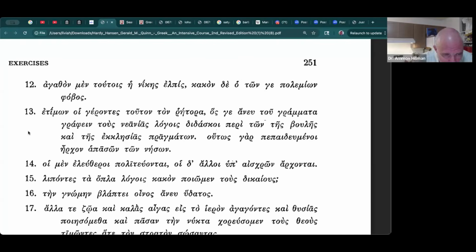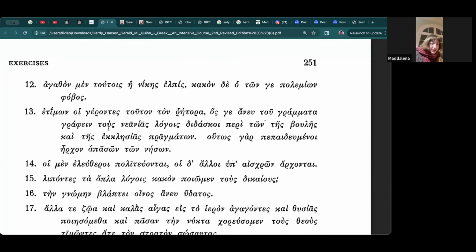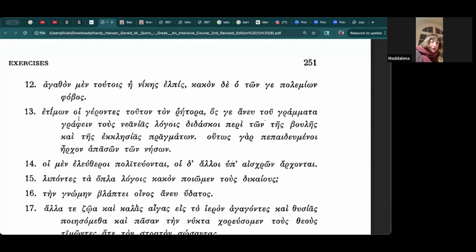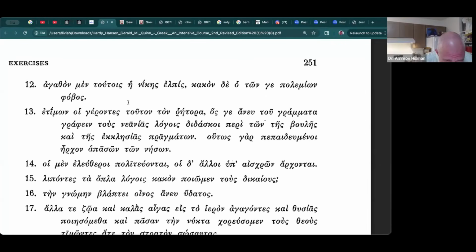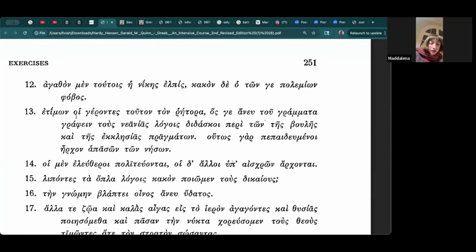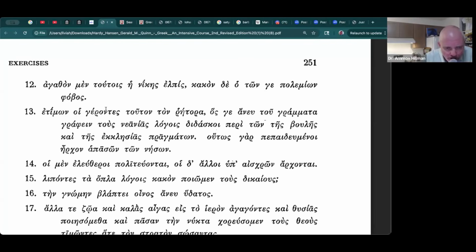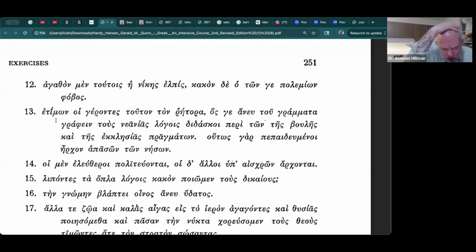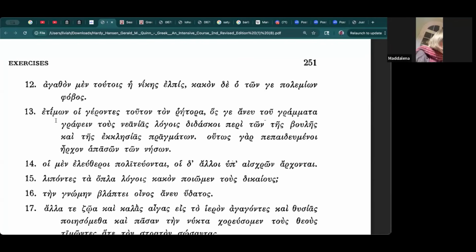Look at how long number 13 is. Etimon hoigerontes tuton ton retora. So just stop right there. We've got a comma, right? We've got a subject here, hogerontes. Who are the hogerontes? The old men, the old people. They're etimon, from timao. They're honoring something.